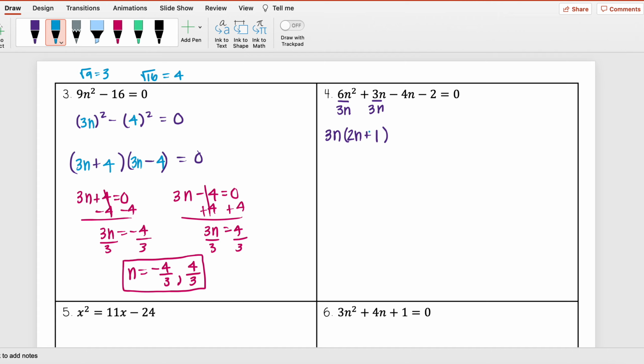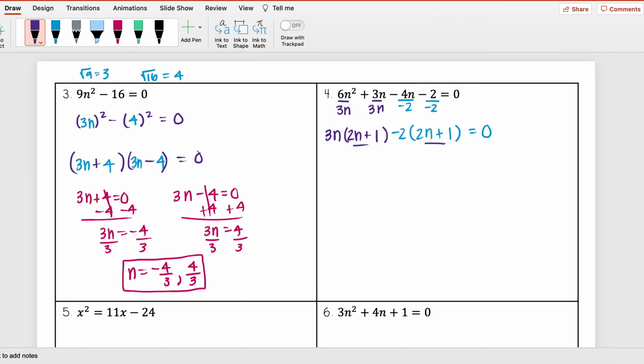And now I want to do the same thing with my second pairing here. And so my goal is I want this to match this 2n plus 1. And now since everything's positive here, I want this to end up being positive as well. So whenever your n term is negative, you're going to be taking out a negative GCF. So here, instead of just taking out 2, I'm going to take out a negative 2. Negative 4 divided by negative 2, I get positive 2n. Negative 2 divided by negative 2, I get positive 1.